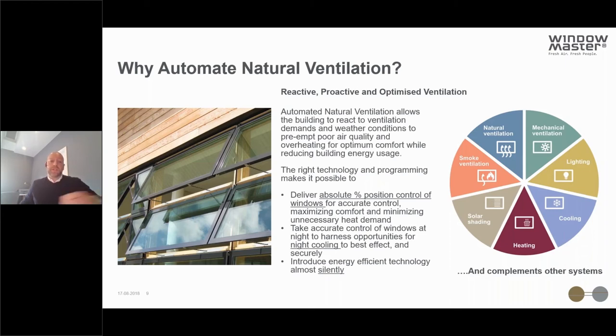And if we use the right technology, then we're able to deliver very fine control of that ventilation and deliver strategies like night cooling and controlled drafts, minimize heat loss in winter, and we can introduce that energy almost silently now with some of the new technology available. It complements very well other systems within the building, such as solar shading, mechanical ventilation, and cooling and the like.